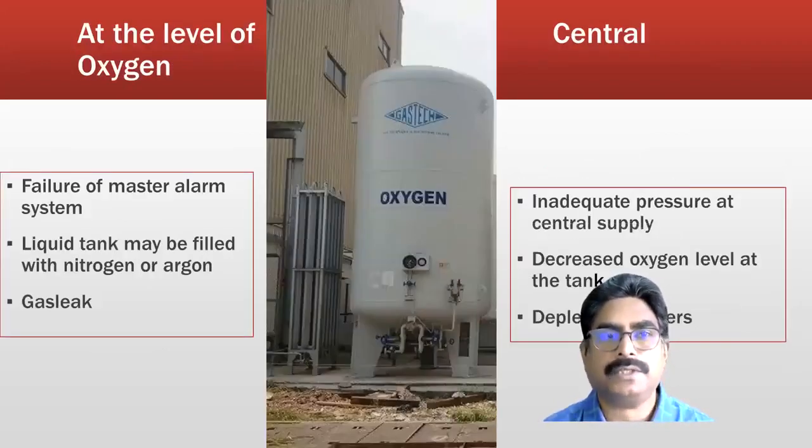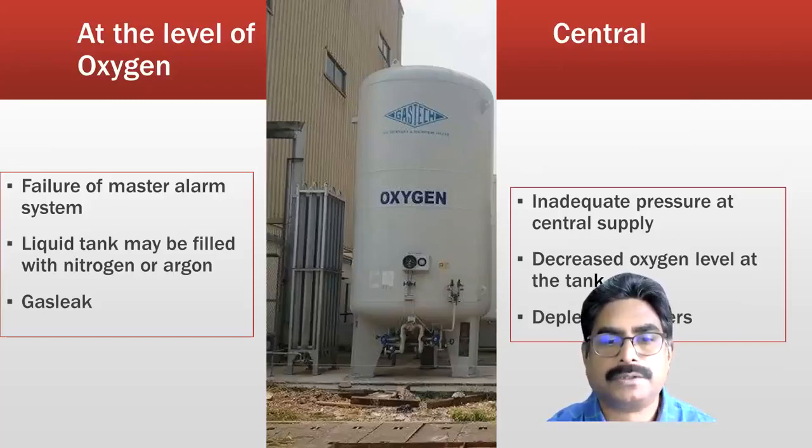So at the level of central oxygen, there may be a failure of the master alarm system in the central oxygen system, or the liquid tank may be filled with raw gas, that is nitrogen or argon, or there may be a gas leak, or inadequate pressure at the central supply which has gone unnoticed, or a decreased oxygen level in the tank, or depleted tankers may be the reason.